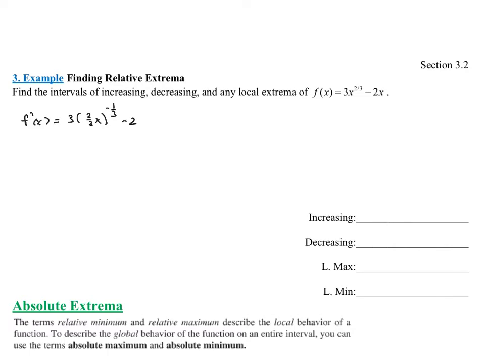Well, let's go ahead and simplify that. Looks like the 3's are going to simplify. And it looks like we have 2 over the cube root of x, minus 2. And this is my derivative function.